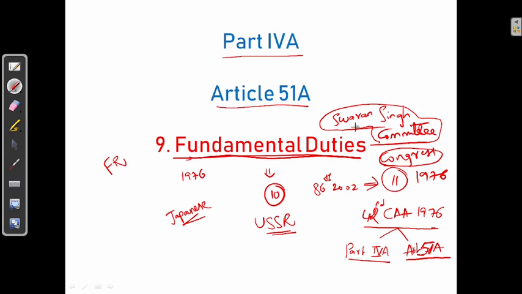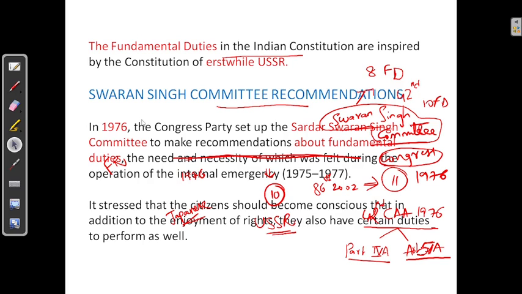And one more thing is, the Swaran Singh committee suggested the incorporation of 8 fundamental duties, but the 42nd Constitutional Amendment Act of 1976 included 10 fundamental duties. Okay, this is a brief introduction of the fundamental duties.